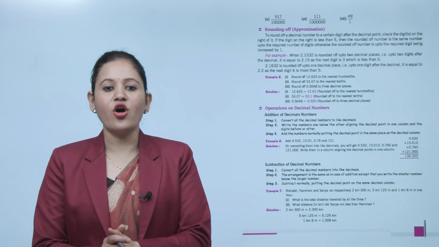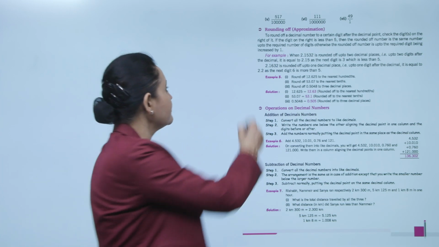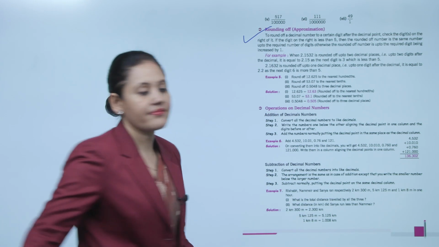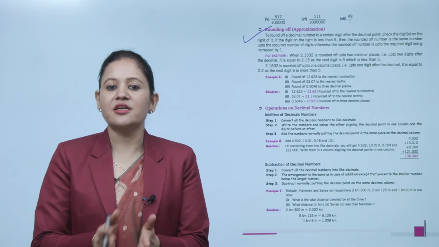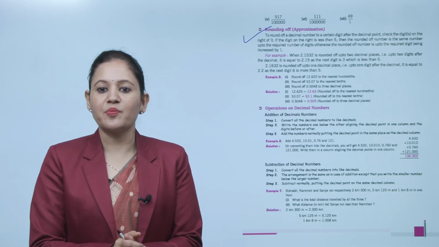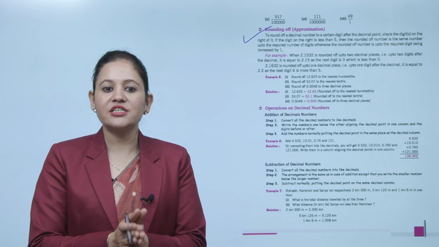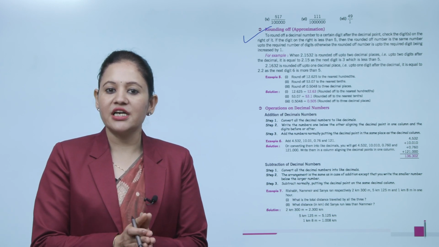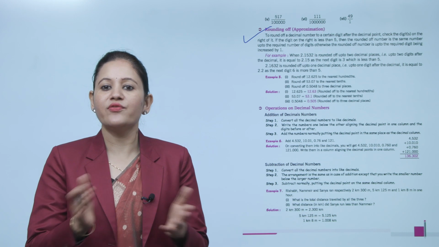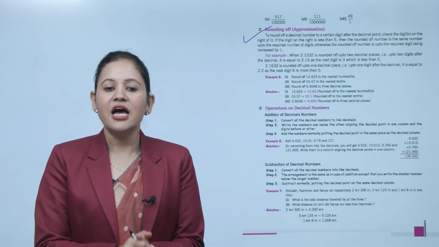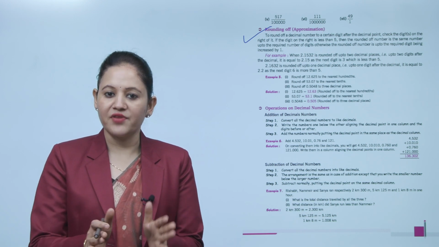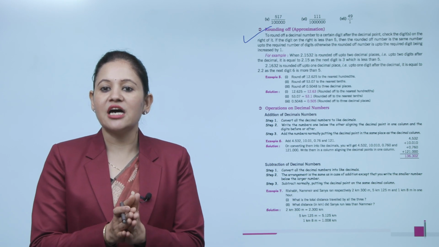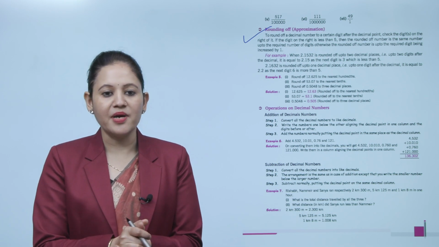Next is rounding off or approximations. To round off a decimal number to a certain digit after the decimal point, check the digit on the right of it. If the digit on the right is less than 5, then the number stays the same up to the required number of digits. Otherwise, the number is rounded off up to the required digit being increased by 1.